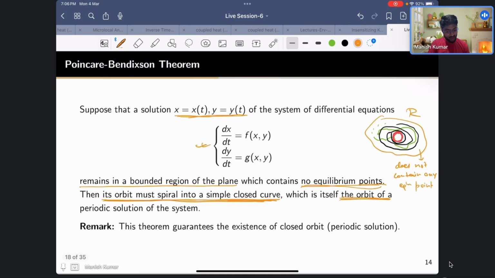So what we need to check is this assumption. We just need to verify that if you get a solution which is bounded in a region, that's good enough. That will guarantee the existence of the limit cycle. See what this theorem says: you have to look at the solution x(t), y(t), which remains bounded in some region. So that region we have to find, and where the solution is bounded. That's it.